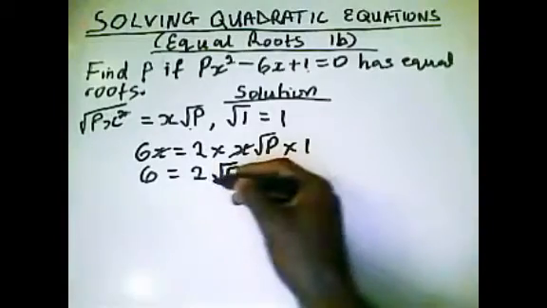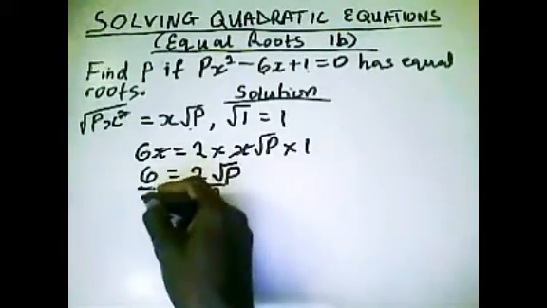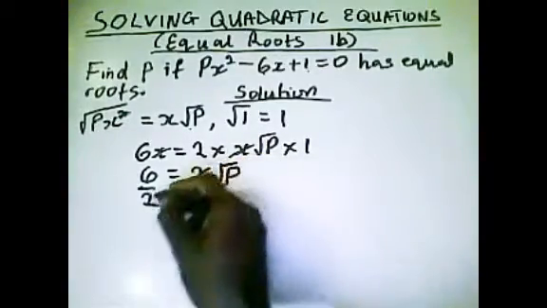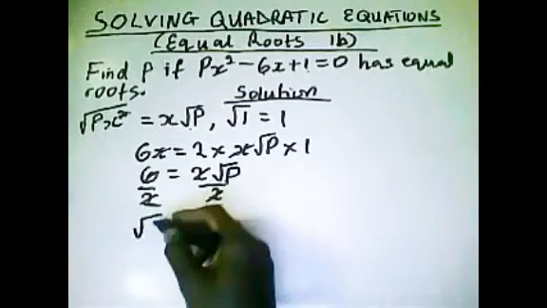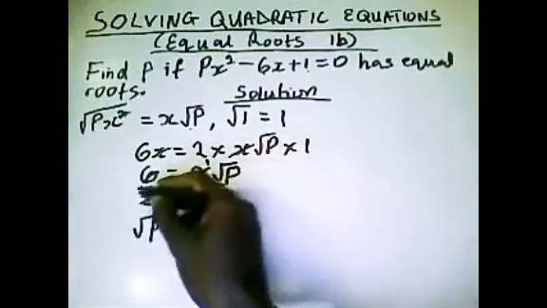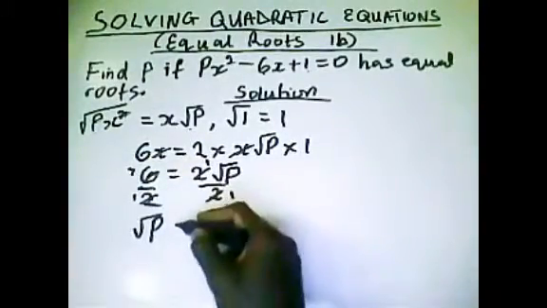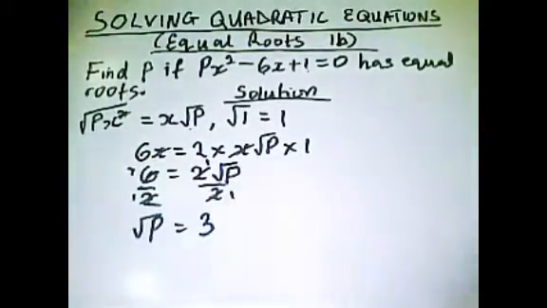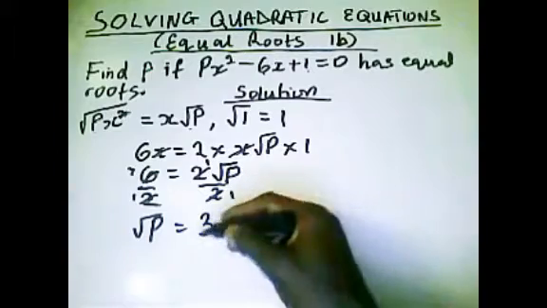What we do from here is divide both sides by 2. Don't forget, we are trying to see if we can get the value for p. So we shall have root p, which is the value remaining here, equals 6 divided by 2. If 2 goes into 6, that will give us 3. Now we have arrived at root p equals 3.